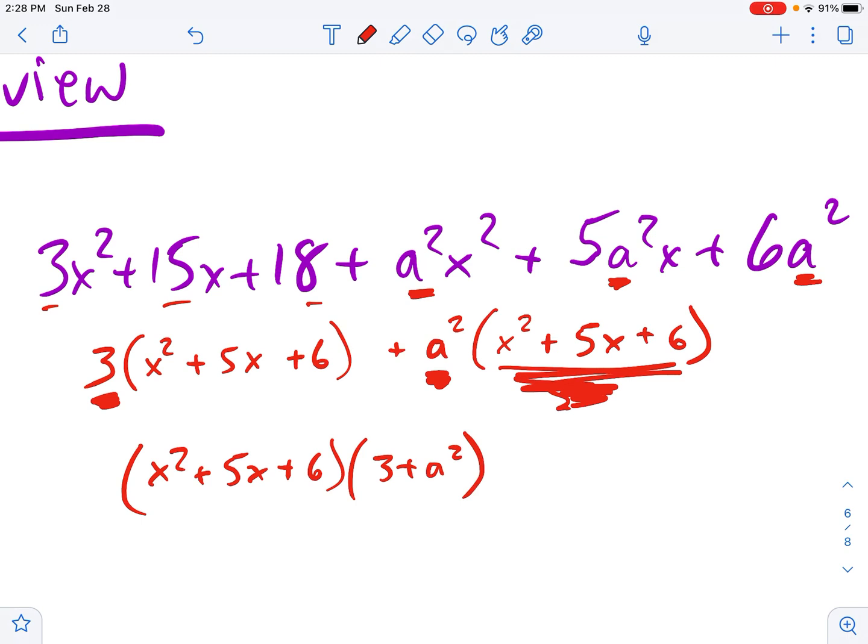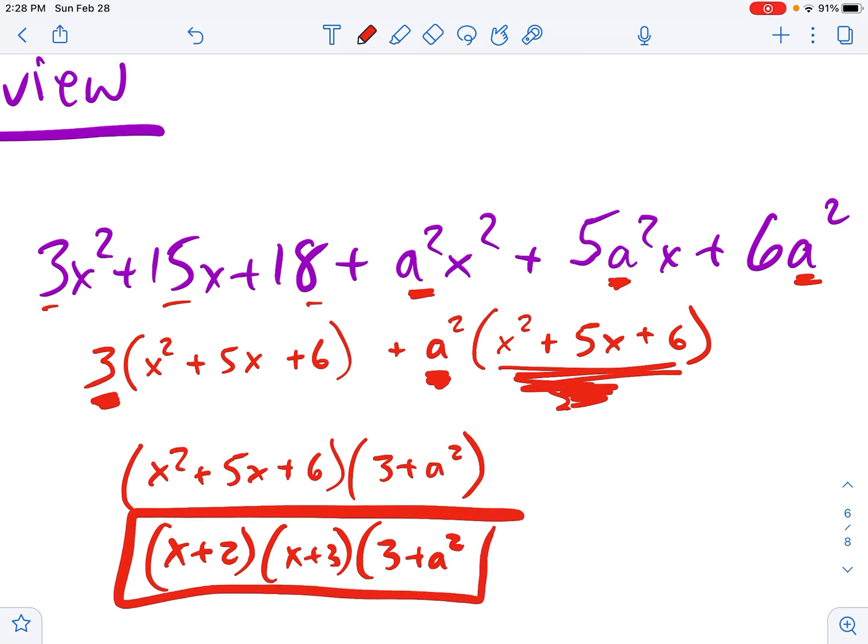But I'm not done. I have to ask myself, can I factor these? And I can factor this trinomial. And so this is my final factorization.